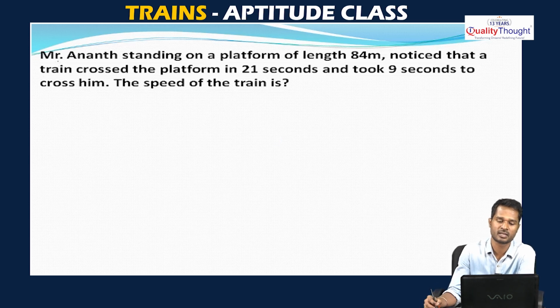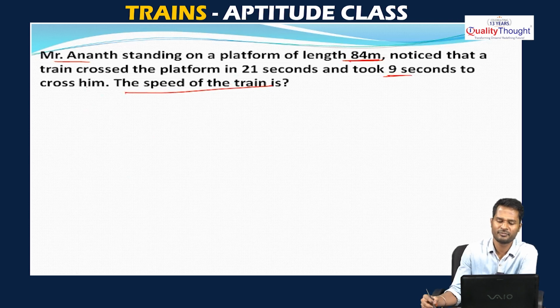So, Mr. Ananth is standing on a platform and he watched a train coming, and it crossed the platform, which has a length of 84 meters, in 21 seconds. That means the train crossed the platform of length 84 meters in 21 seconds and the same train crossed him in 9 seconds. Now, the speed of the train is what we need to calculate.